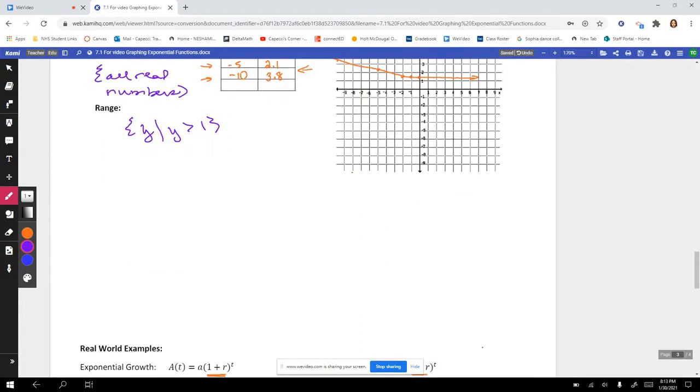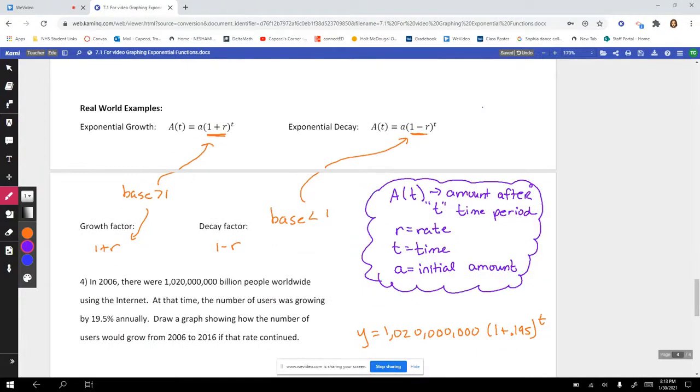All right, let's take a look at our last example today. And this is really where we use exponential decay and growth. You hear a lot of it on the news. Here's a real world example. Okay, so we have an exponential growth. We have 1 plus r inside and 1 minus r when it's a decay.